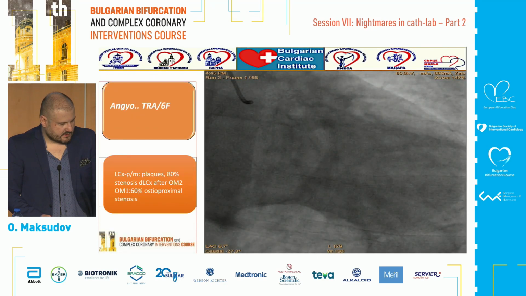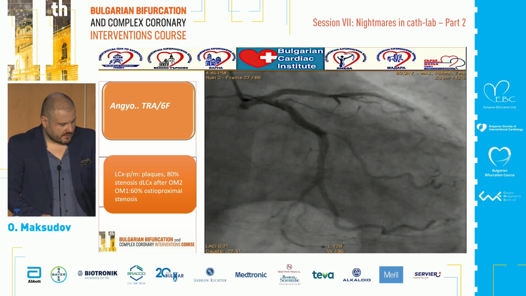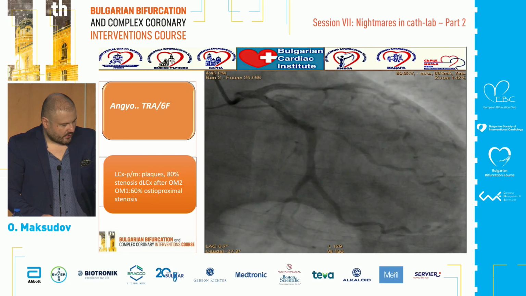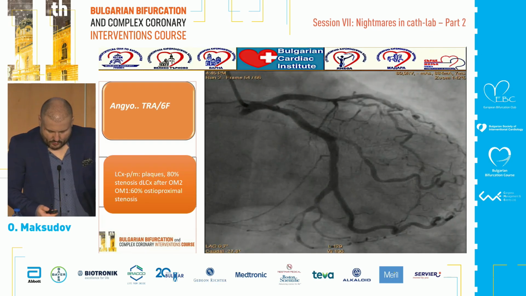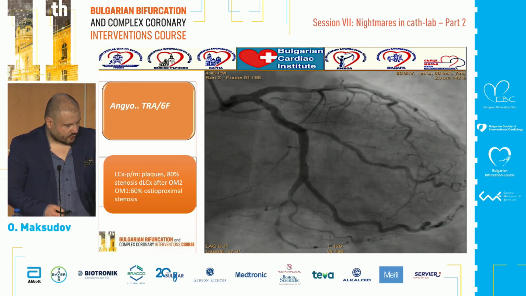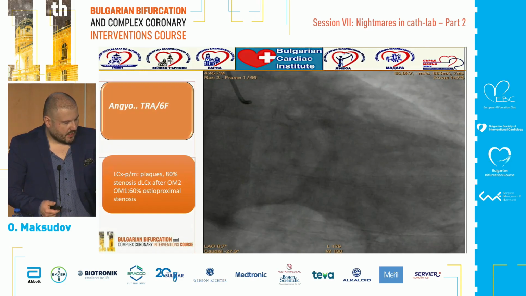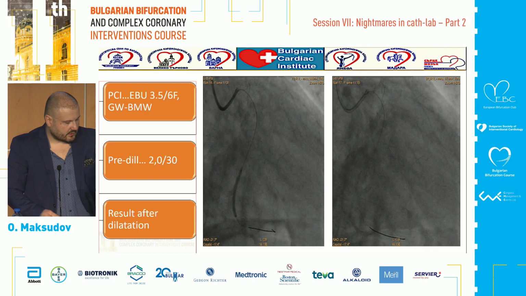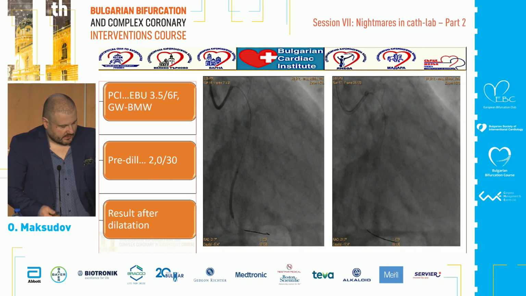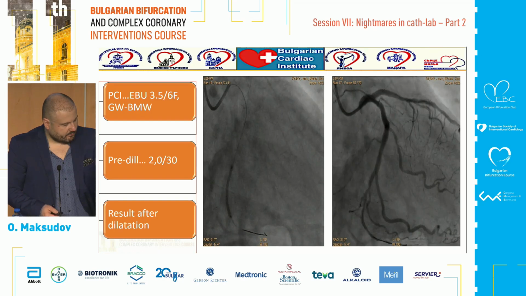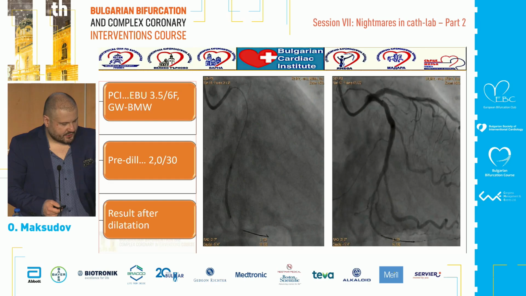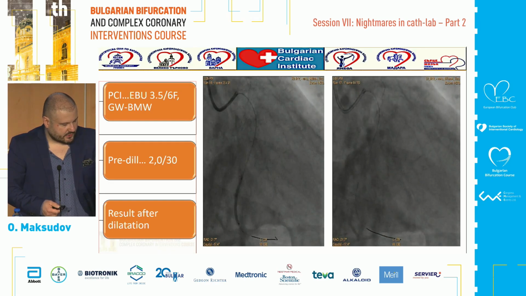So this was his circumflex artery, with tight stenosis in the distal part. That was the objective of our treatment. What I was planning to do was a simple procedure: wiring the circumflex artery, predilatation, of course, then implanting the stent and doing a post-dilatation. So I did the predilatation. This was the result of the predilatation.